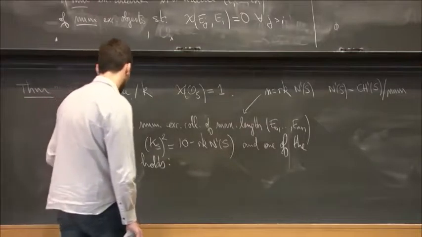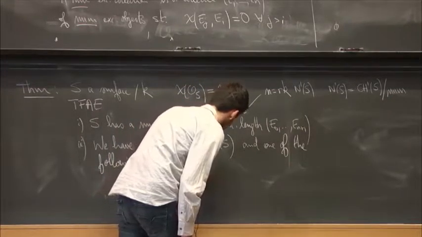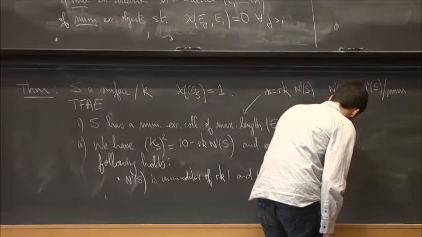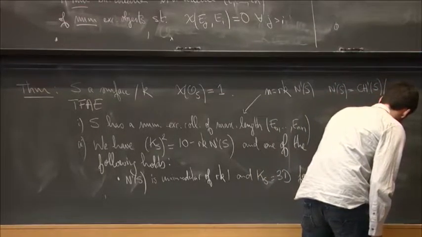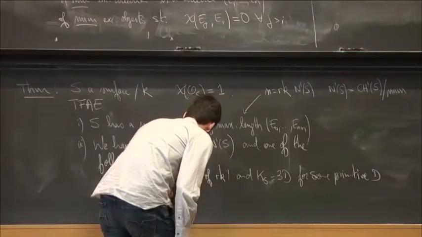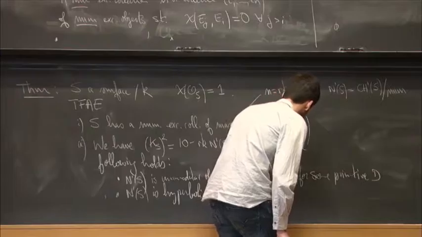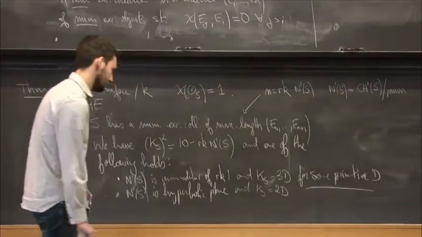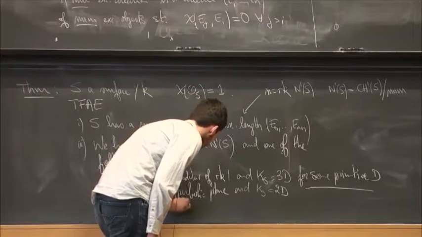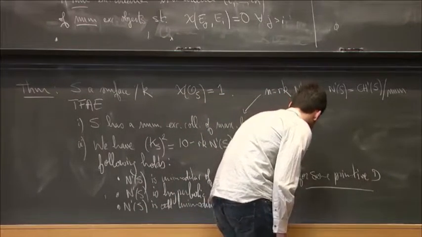So either N1 of S is unimodular of rank 1, and K_S is 3 times a primitive divisor, or N1 of S is isomorphic to the hyperbolic plane, and K_S is twice D for some primitive D, or N1 of S is odd unimodular of rank bigger than 1, and K_S is primitive.